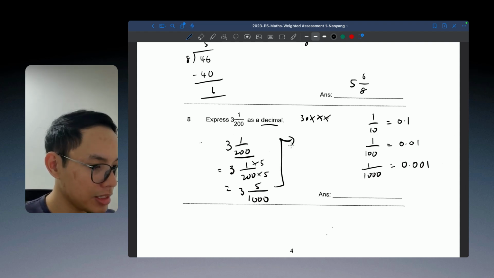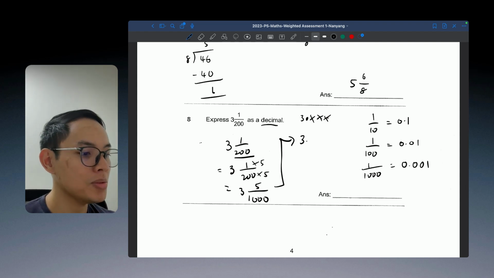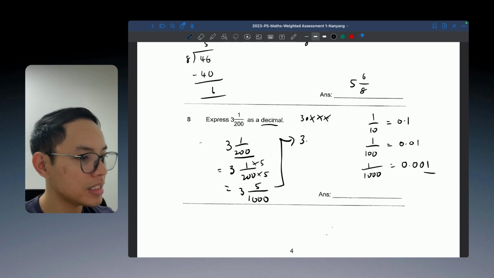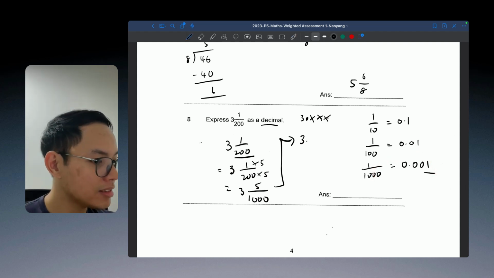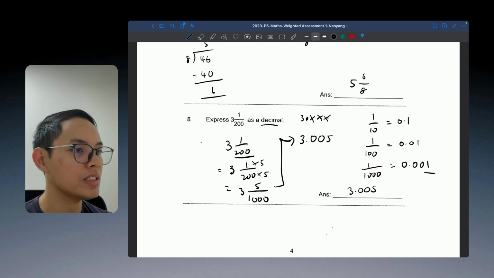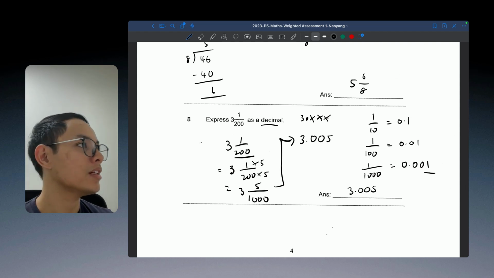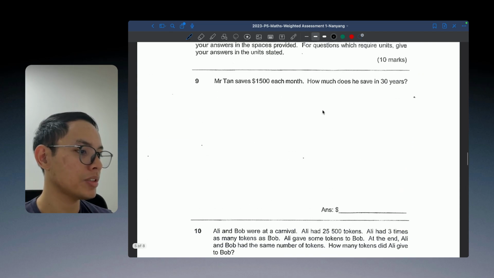And now with this, you can make it a decimal, because 5 out of 1000 is essentially just changing this one number in this example over here to the number 5. And the answer is 0.005. There you go, 0.005. So this is how you get the answer. All right, let's move on to the next question.